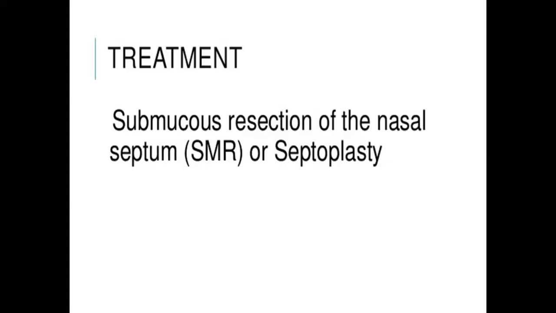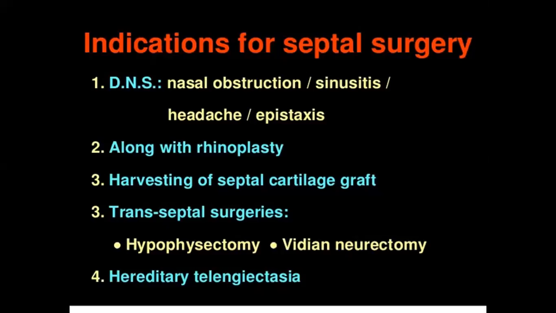The word plasty means reconstruction. Now, indications for septal surgery: if there is obstruction in breathing, if it causes epistaxis, bleeding from the nose, recurrent sinusitis, continuous headache, then it is advised. Also, if someone wants rhinoplasty to change the shape of the nose and a deformed septum is there, at that time we can do it. Then transseptal surgery for hypophysectomy. If pituitary gland surgery is to be performed and DNS is there, at the same time the surgeon can correct your septum also, and the pituitary gland tumor can be removed.